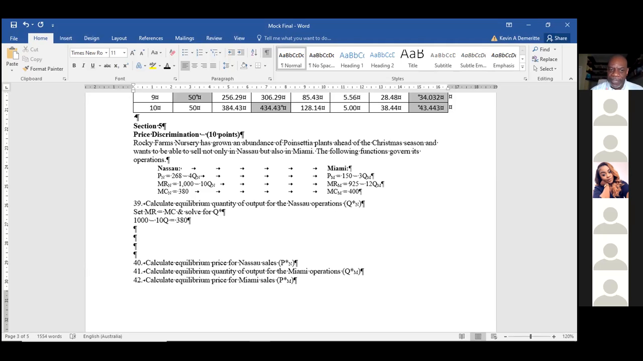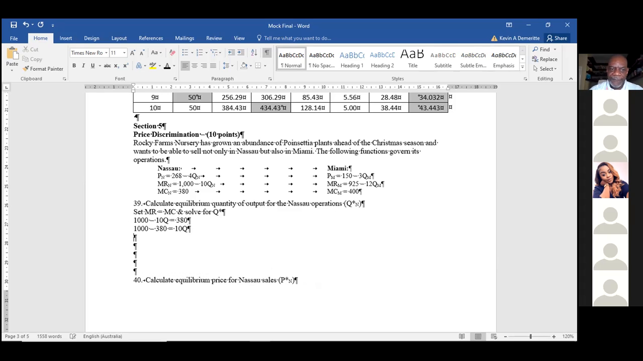Since we'd like our output to be positive, why don't I take this negative 10Q and move it over to the right-hand side? So the 1,000 stays the same. I take the 380 and I'm lumping all the numbers together, so that 380 becomes minus 380 because I move it over. It's equal to 10Q, and the negative 10Q now becomes positive 10Q.